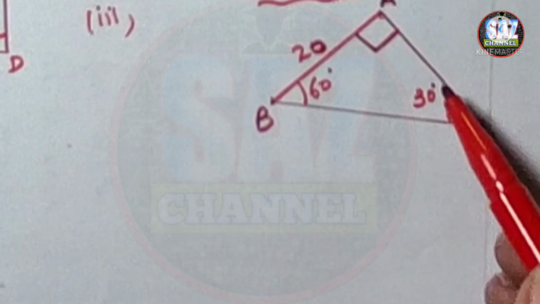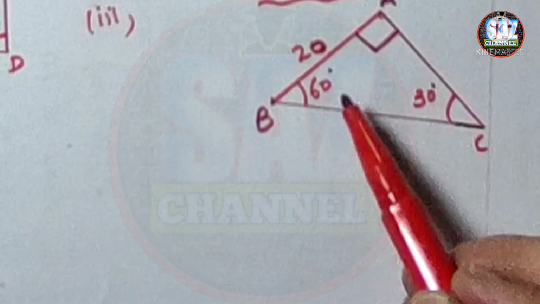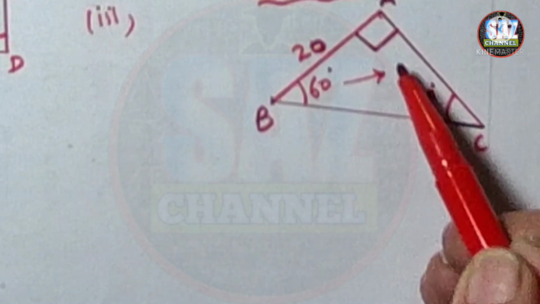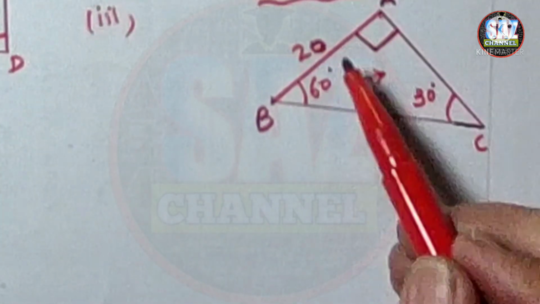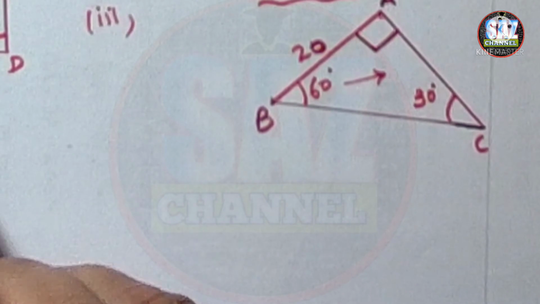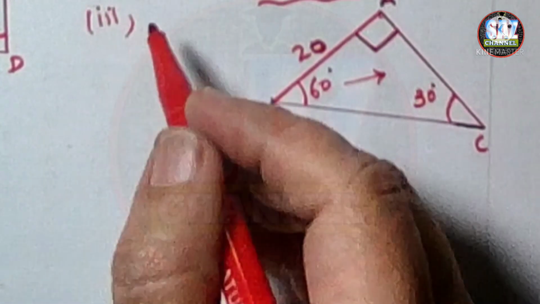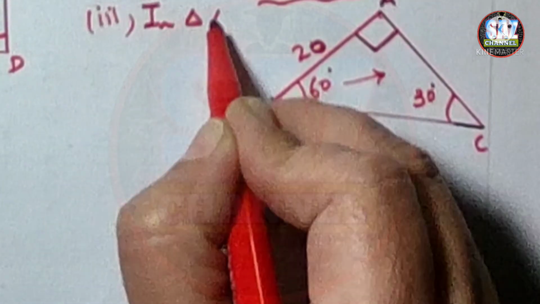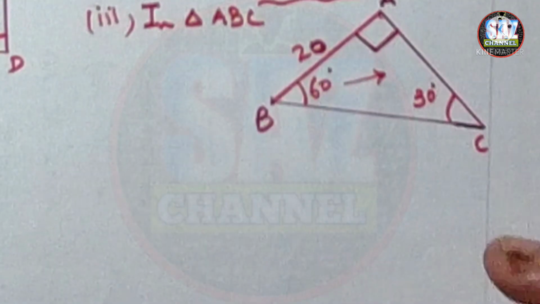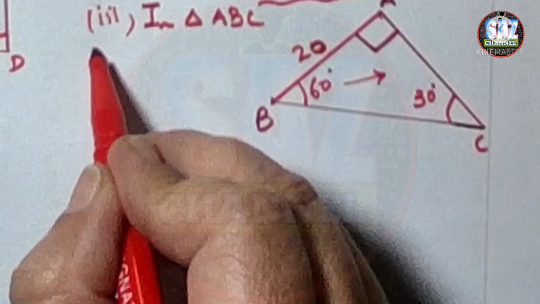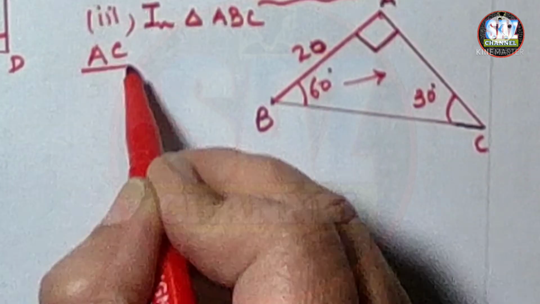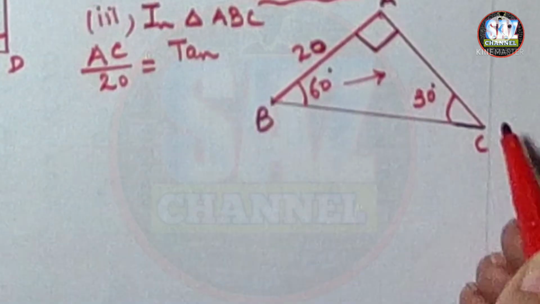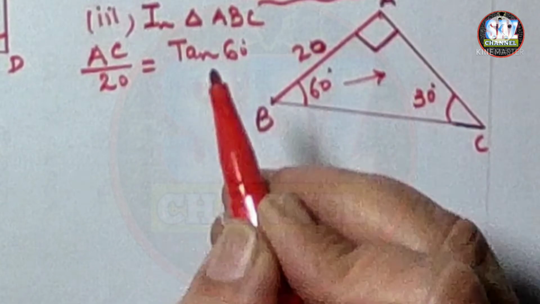So if I'm taking a 60 degree angle, then with reference to this 60 degree angle, AC is opposite and 20 is adjacent. Which trigonometric ratio involves opposite and adjacent? In triangle ABC, opposite upon adjacent: AC upon 20 equals tangent 60 degrees. Opposite upon adjacent is tangent 60 degrees.